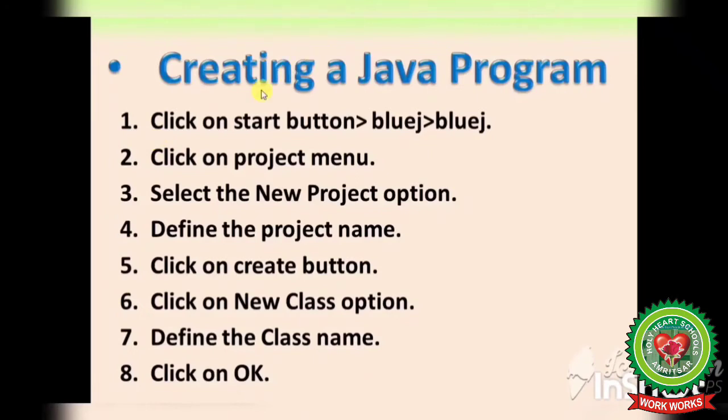Now we will learn how to create a Java program. The first step, you have to open BlueJ. After that, click on Project menu. Select the New Project option. Define the project name. Click on Create button. Click on New Class option. Define the class name and then click on OK. Let's see practically.